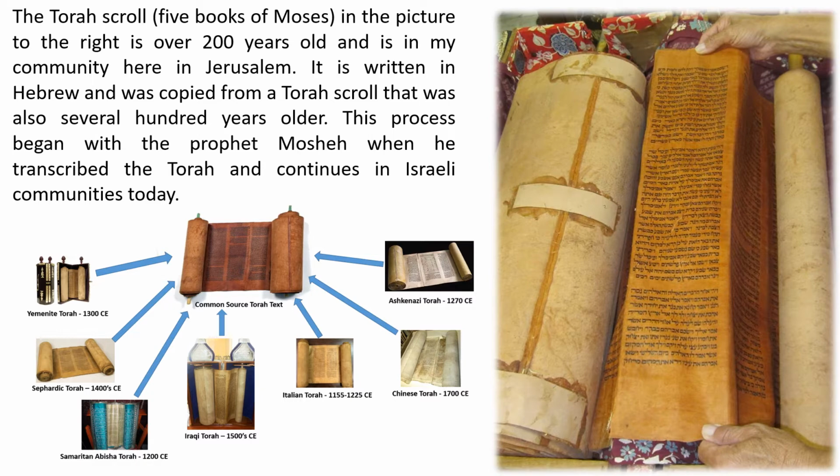The main difference, as we'll explain later, is that the Dead Sea Scrolls are not official Torah scrolls. They are simply what later we'll talk about being Chumashim. So this picture you see on the right is actually a picture of a 200-year-old Torah scroll that's in my community, in the synagogue I'm a part of here in Jerusalem. And it was brought from Yemen. It's like the oldest Torah scroll we have in our community, but it was copied from a Torah scroll that was several hundred years older than it.